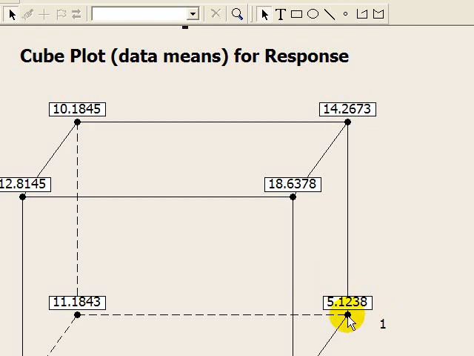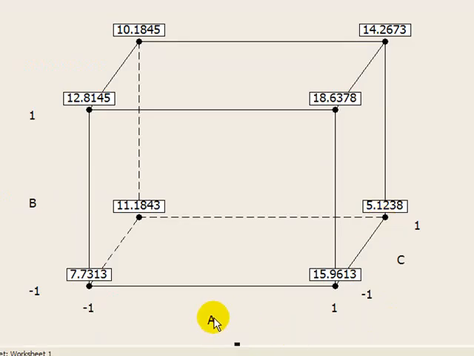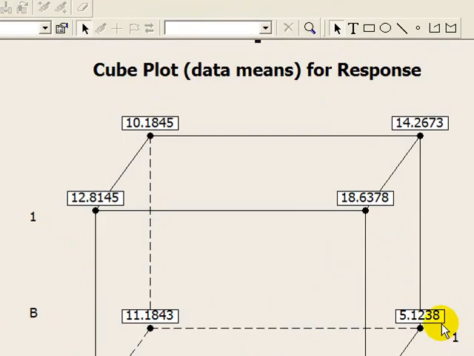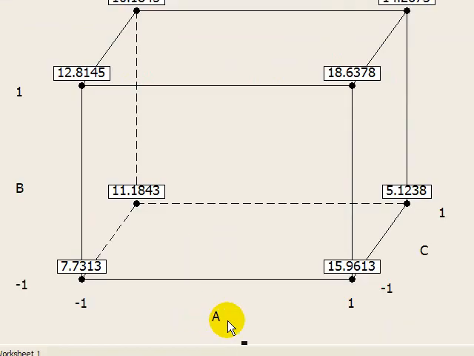If you look at this point, we have factor A at +1, that means high level of factor A. C is also at +1 here, so high level of factor A and factor C. But B is on the vertical axis, and at this point B is -1, that means low level of factor B. So from this cube we can say that the optimal positions are A and C at high level and B at low level.